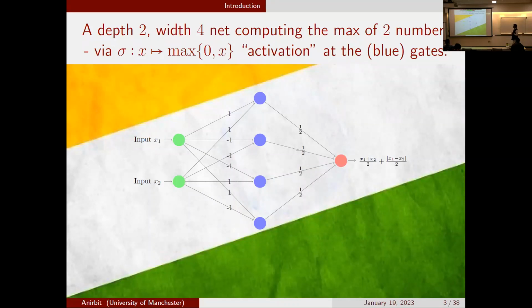So the output of the first gate will be max of 0, x1 plus x2. Output of the second gate will be max of 0, minus x1 minus x2. Then you can create a weighted sum of the outputs of the 4 gates, with the weights being half, minus half, half and half, and convince yourself that this network is computing the max of 2 numbers, which is coming as input. So here's a very simple example to keep in mind of how max of 2 numbers can be computed by a depth 2 width 4 neural network. It's a very nice example to keep in mind if you have never seen neural nets before. Of course, max functions are very useful for building neural network theory, and at some point we used to do a lot of this, but we have moved on to other things.